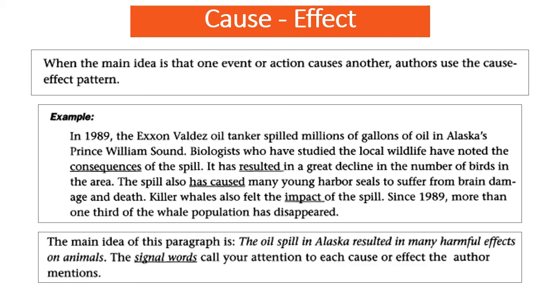Well, here we have the signal words used in this paragraph, which are underlined here. The first is consequences, second is resulted, after that we have has, cause, and the last is impact. Now, based on these signal words, we can know that they show us about the cause and also the effect.